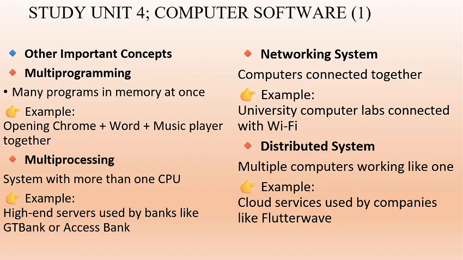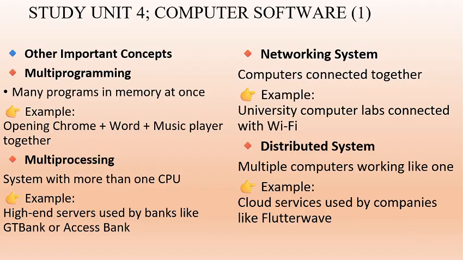When you have high-end servers used by banks like GT Bank or Access Bank, their CPU is always more than one, because they are controlling a lot of customers' information, so they have to have a high-end server. So they are multiprocessing. Their system has more than one CPU so that it can be faster and secure.